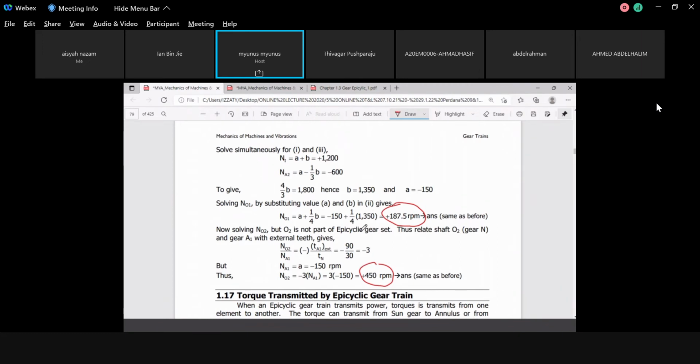But as long as you understand that if this is the gear, this one is the sun, this one is the planet, this one is the planet, so you hold the arm, and you can give what? You can give A.